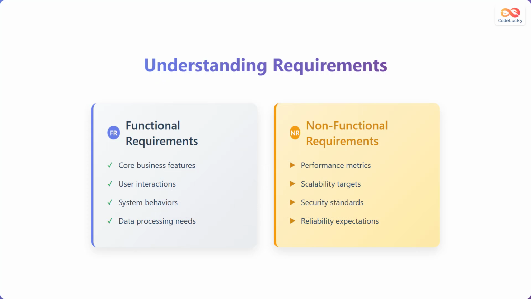Now, let's delve into understanding the requirements for our system. We have two main types: functional and non-functional. Functional requirements define the core business features, user interactions, system behaviors, and data processing needs. Non-functional requirements cover performance metrics, scalability targets, security standards, and reliability expectations. Understanding both is crucial for a well-designed system.